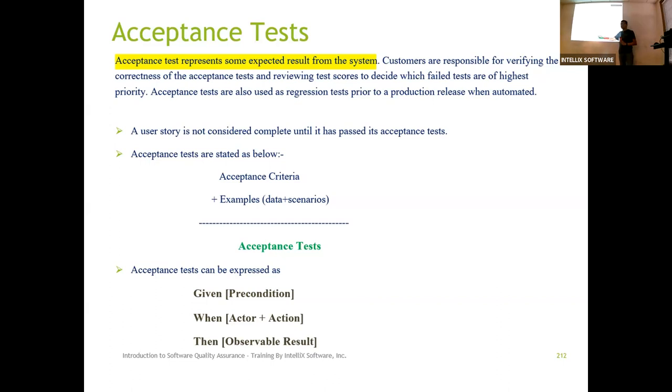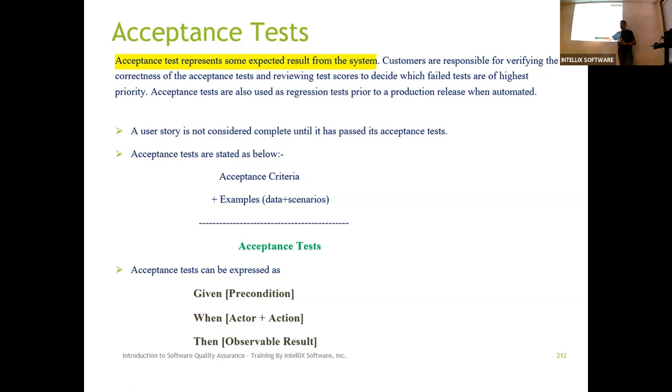Given when then. That's how it's generally called, given when then. Given generally includes the precondition. When is an actor plus action. And then is the outcome. What are you verifying? What is the output? What is your expected result? That's what is in the then.